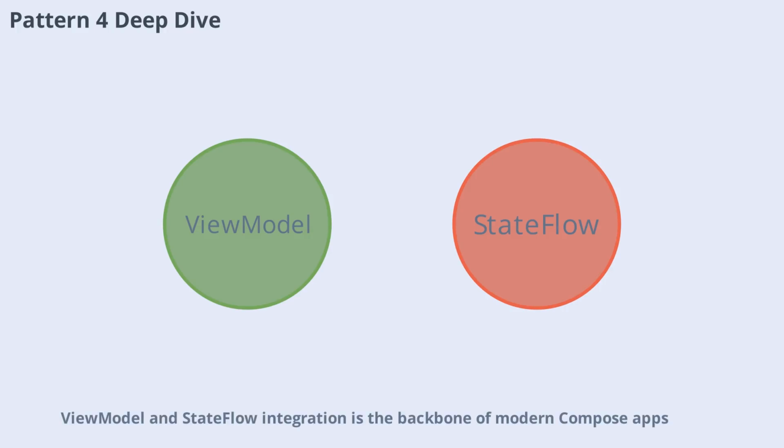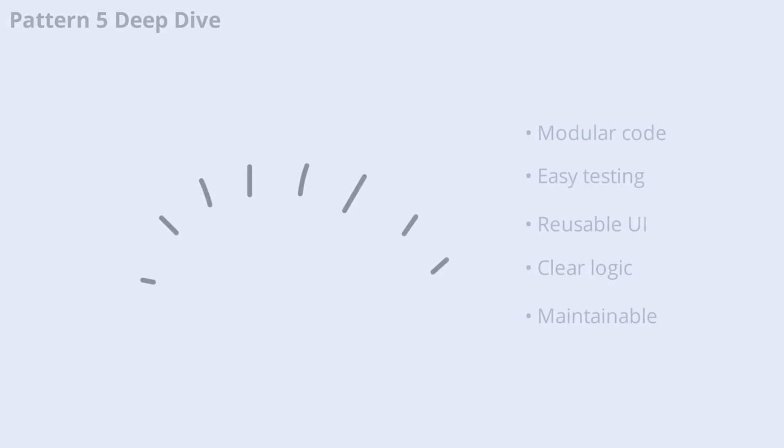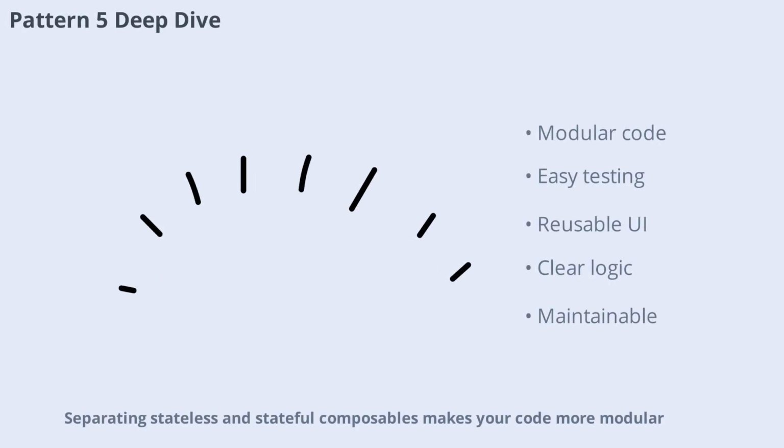ViewModel and StateFlow integration is the backbone of modern Compose apps. It ensures your UI stays in sync with your data, even as your app grows in complexity. This pattern is reliable, efficient, and easy to test. Separating stateless and stateful composables makes your code more modular. Stateless components are easy to test and reuse, while stateful ones handle logic. This clear separation leads to a more maintainable codebase.